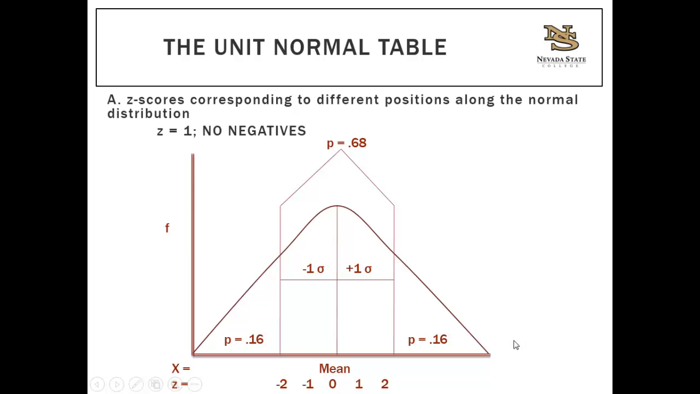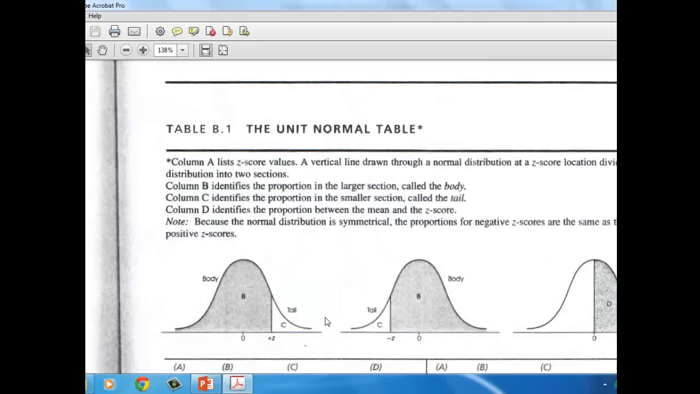So here's that picture of the empirical rule once again, and I'm going to use this picture as a reference to show you what the different columns in the unit normal table tell you. So let's take a quick look at this mysterious thing called the unit normal table. You can find this in Table B1, the back of your textbook, and you'll also be provided a copy for your quizzes.